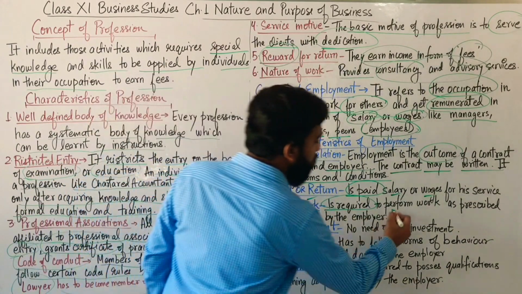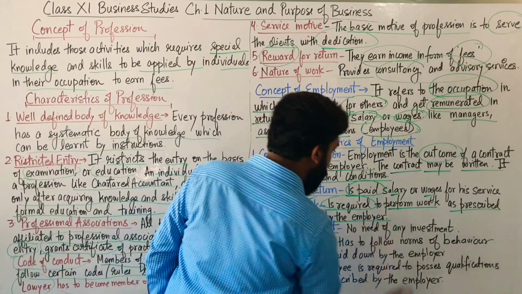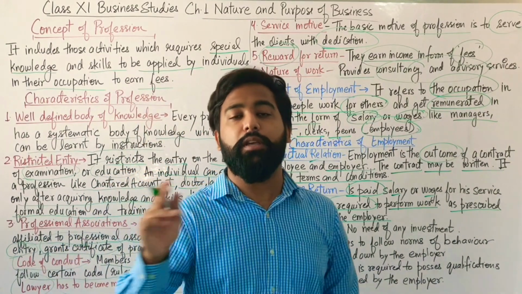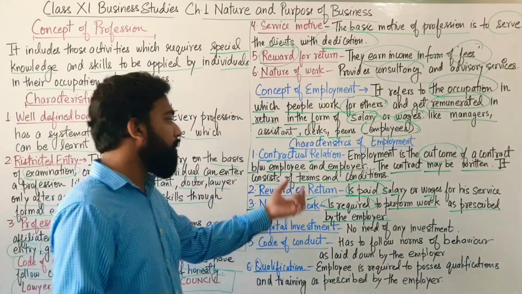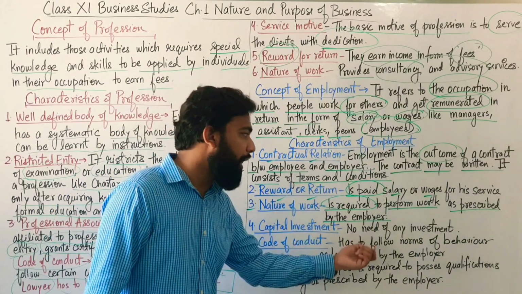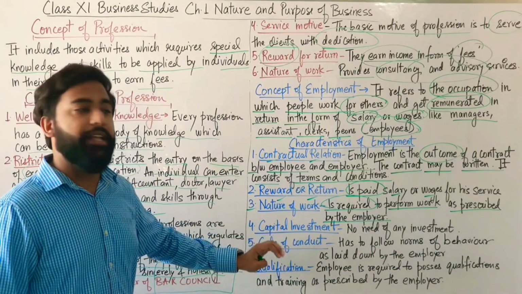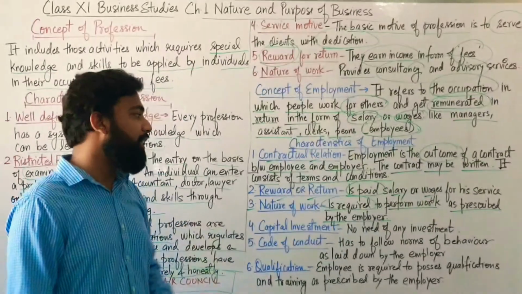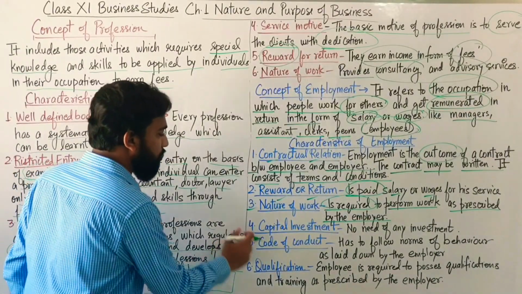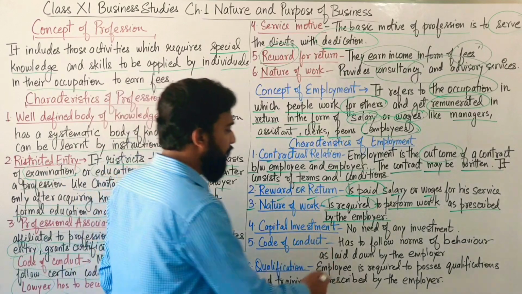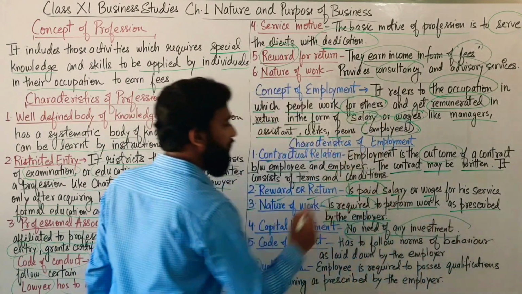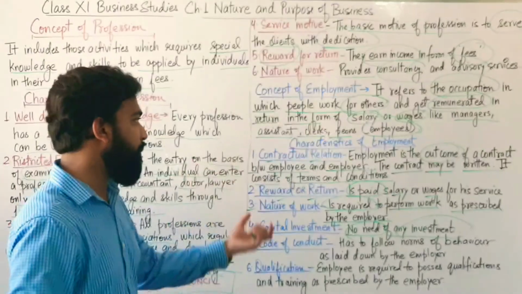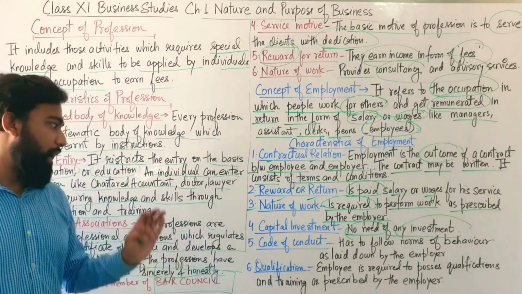The employee is required to perform work as prescribed by the employer. What is the nature of work? All that work which is told by the employer to his employees to do. So, the employee is required to perform as prescribed by the employer, which means as told by the employer. Fourth, capital investment. There is no need for any capital investment. You don't need to invest money or any assets in the employment.